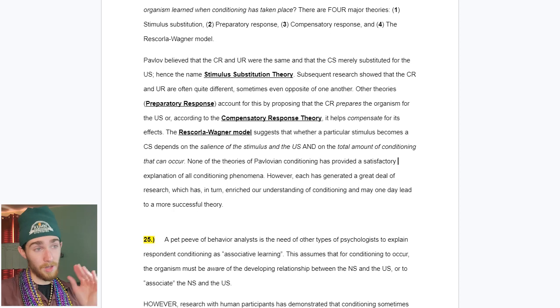And then the Rescorla-Wagner model is the one that goes into how the conditioned stimulus depends on the salience of the neutral stimulus and the unconditioned stimulus and the total amount of conditioning that occurs.